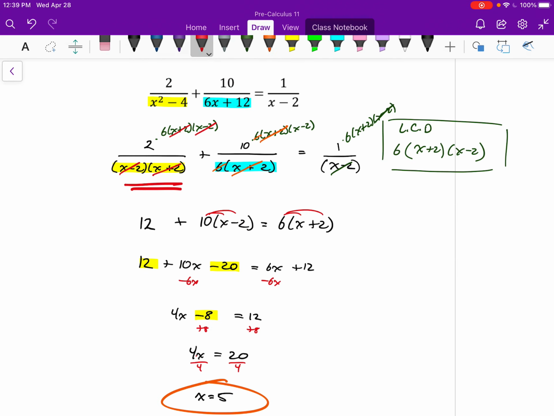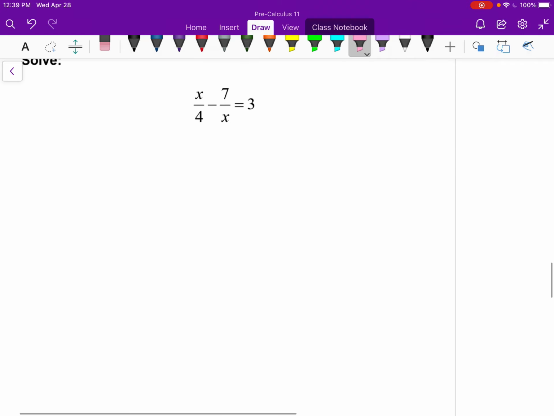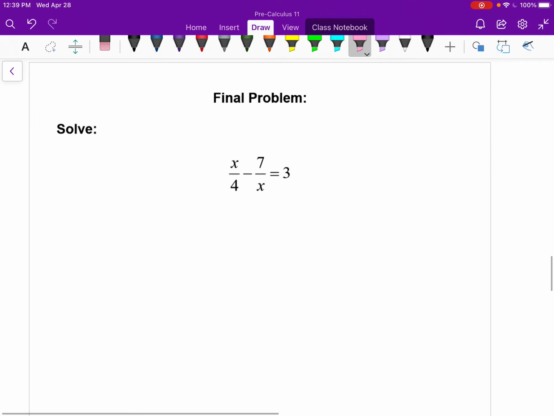And really, again, my idea was, from here, I looked at that and thought, I don't like all those denominators. I have an equation, right? I have the left side that equals the right side, so I can do whatever I want as long as I apply the same operation equally to both sides. In this case, I multiplied everything by 6 times x plus 2 times x minus 2, which canceled out all the denominators. If I didn't factor right away, I probably wouldn't have found the lowest common denominator so quickly. All right, that leads me to the final problem.